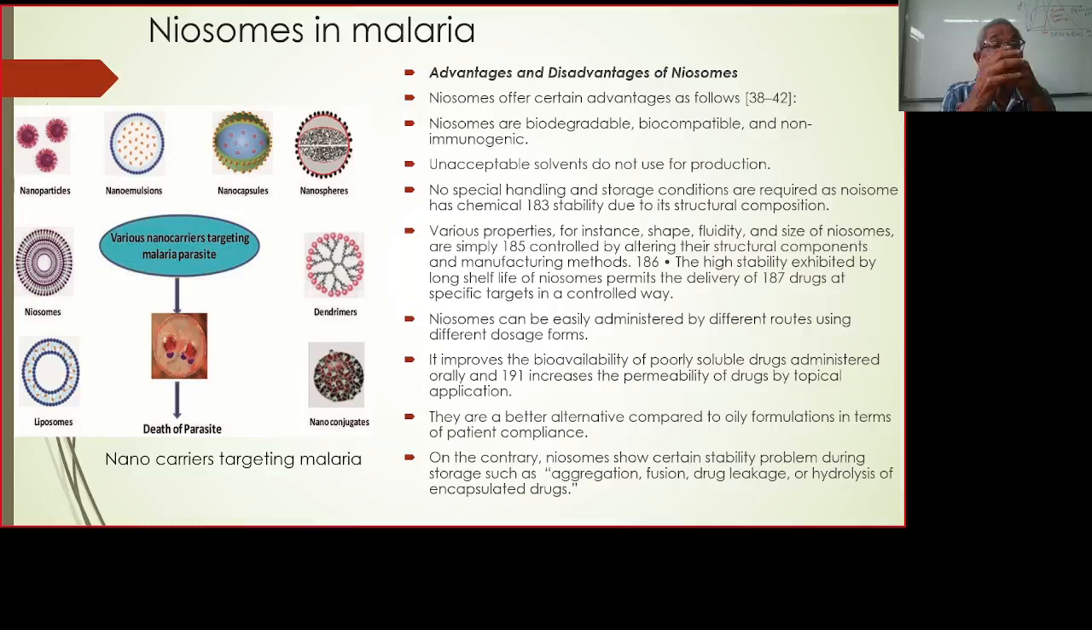The advantages and disadvantages of niosomes: niosomes offer certain advantages. Niosomes are biodegradable, biocompatible, and non-immunogenic, so they don't give any immunogenic reactions. Unacceptable solvents are not used for production, so you don't use methylene chloride or acetone or such solvents. They can be made using a water-based system. No special handling and storage conditions are required.